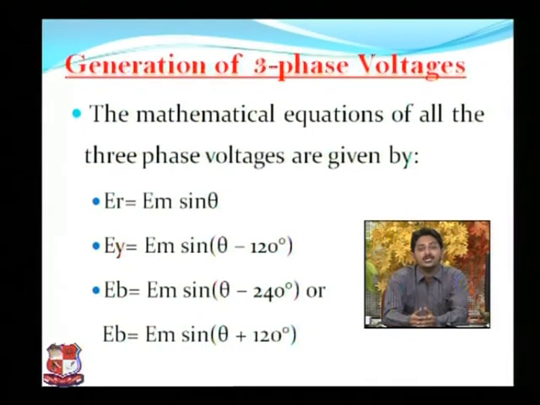And if you are talking about EB, that is EB equals EM sin theta minus 240. It indicates that the B phase is lagging the R phase by 240 degrees, or you can say that EB equals EM sin theta plus 120 degrees, that is leading the Y phase by 120 degrees. So you can easily identify any R, Y and B phase. If we again take EY equals EM sin theta, then it means that Y is your reference phase, then ER may be theta minus 120 or EB may be theta minus 120.